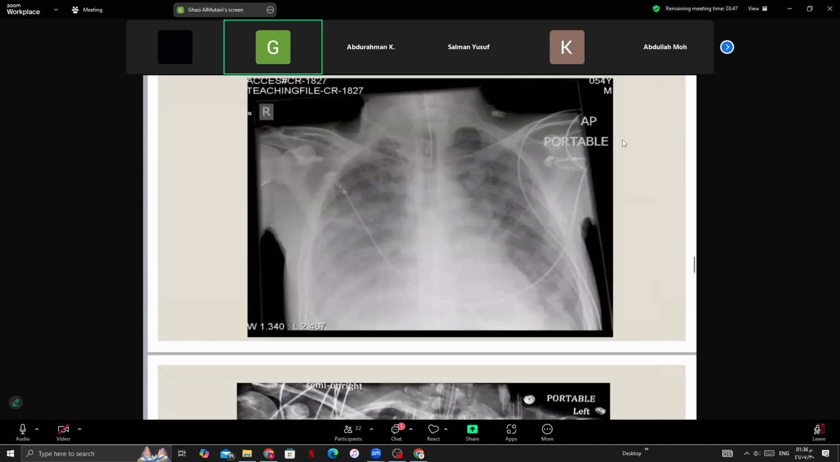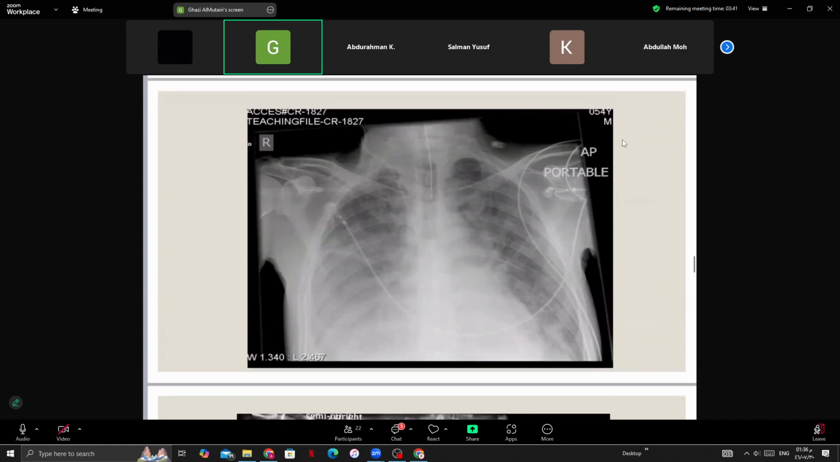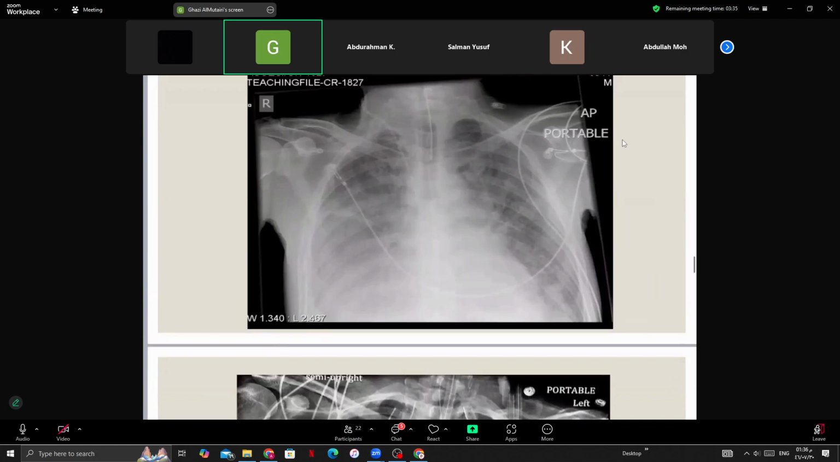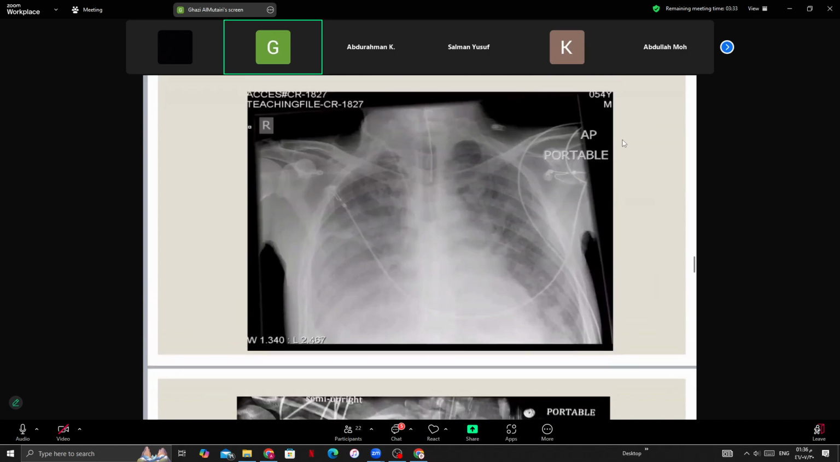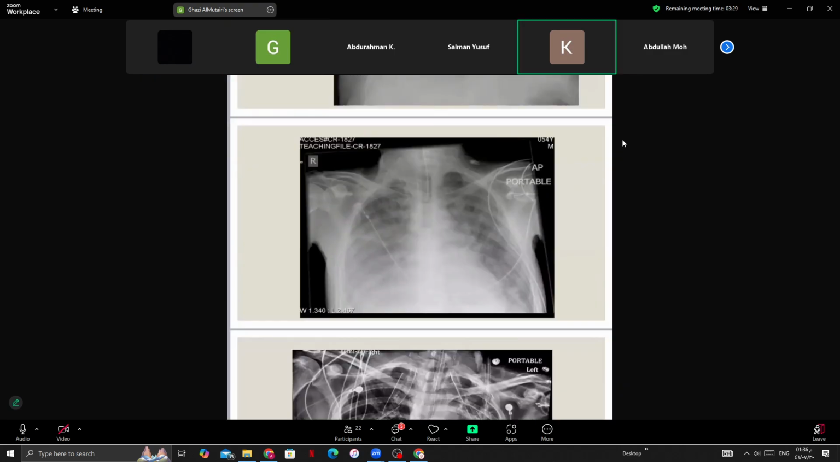طيب هنا الاكس راي ايش شايفين؟ ايش اللاين اللي في trachea، or the tube in the trachea؟ ET tube. ممتاز.